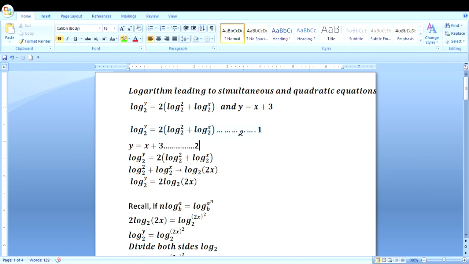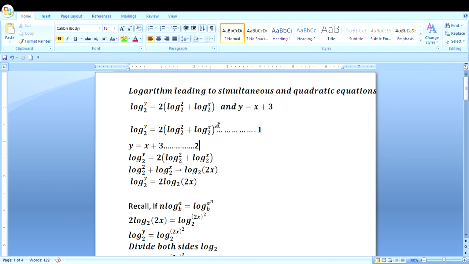We're going to look at this logarithm equation. Here, though, is logarithm, it involves simultaneous equations. It also leads to quadratic equations. So we look at how we can resolve it. If you look at this clearly, the format is clear here. But here we have logarithm, so that means we need to simplify so that we will have an equation that relates y with x.